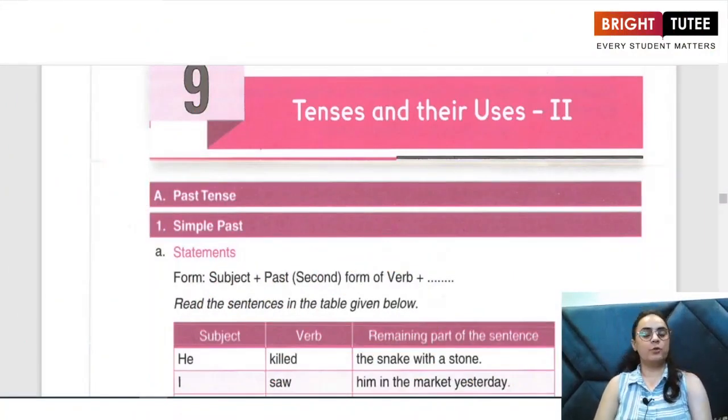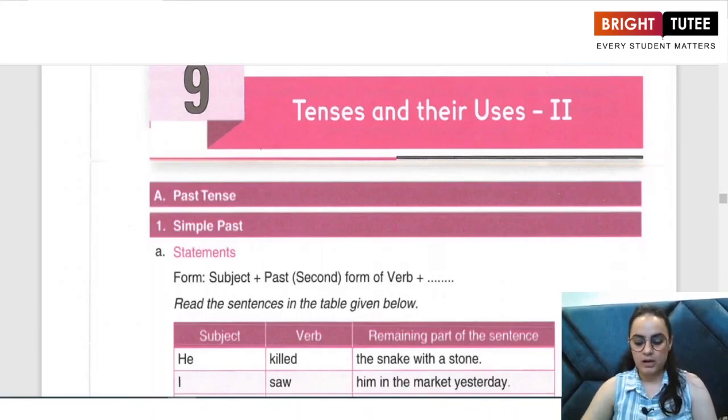Now in this class we are going to begin with chapter number 9 of class 8th Nagaland Board Grammar book, which is tenses and their uses. Now as I have briefed you already, this chapter, that is the tenses and their uses, is divided into 3 parts. We've already completed the first part of it where we learned about the present tense. In this chapter, that is the second part of tenses and their uses, we shall learn about the past tense and the 4 forms of the past tense and their sentence structure as well as their uses. So without much ado, let us begin with the chapter now.